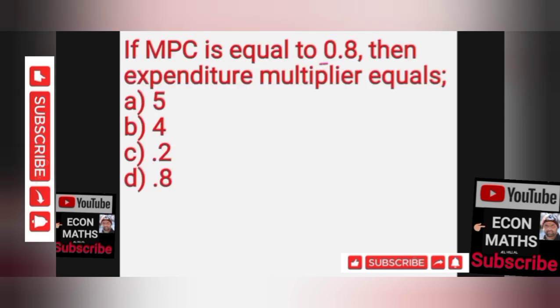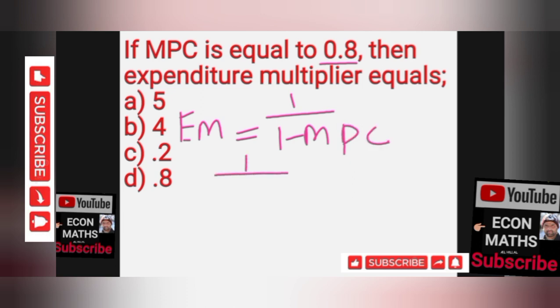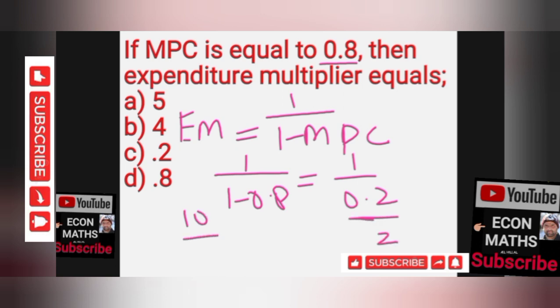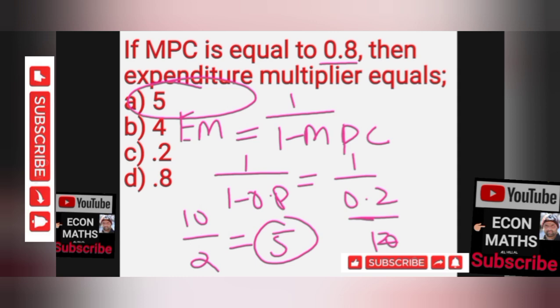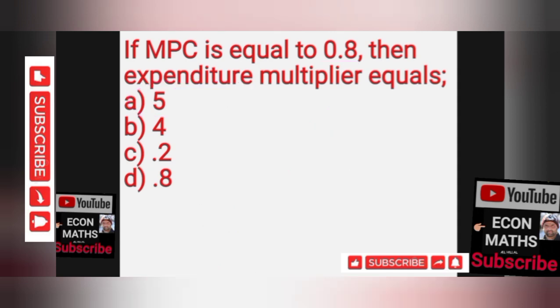If MPC is equal to 0.8, then the expenditure multiplier equals? We know the expenditure multiplier, as we have seen, is equal to 1 divided by 1 minus MPC. Now the MPC is 0.8, so this is 1 divided by 1 minus 0.8. This is 1 divided by 0.2. This is equal to 10 divided by 2, which is equal to 5. So the spending multiplier is 5. So option A is correct here. Coming to the next question.